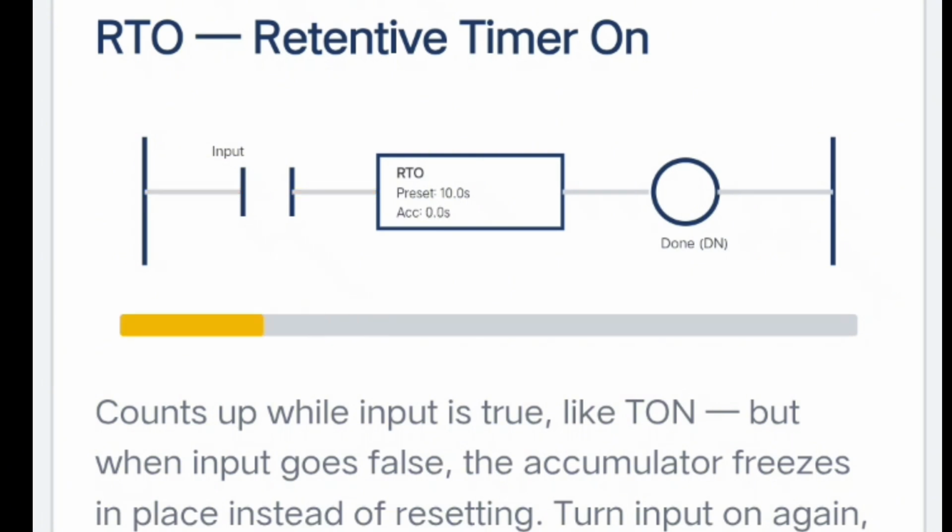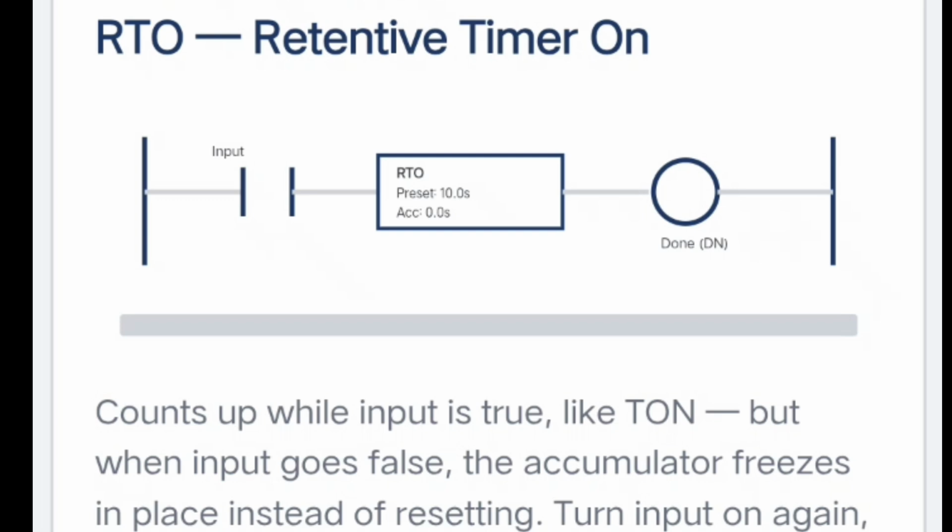Where you'd actually use this: tracking total run time toward a maintenance interval, even with the equipment starting and stopping throughout a shift. Or accumulating total, fault present, time across several short trips, so you catch a pattern of nuisance faults instead of losing that history every time the fault clears.